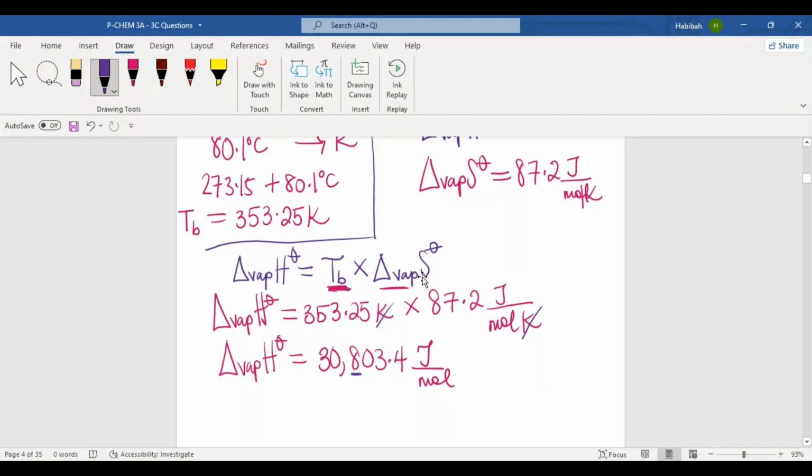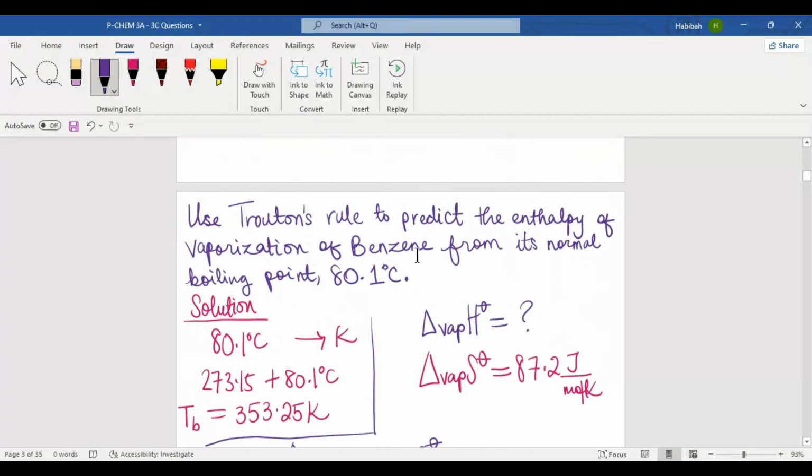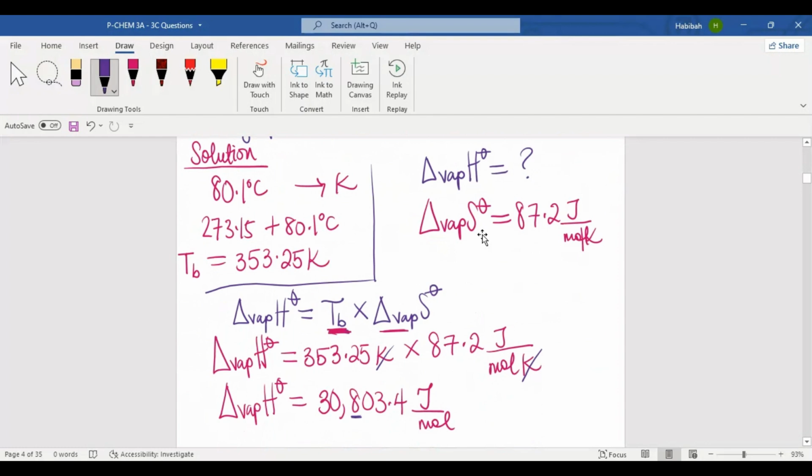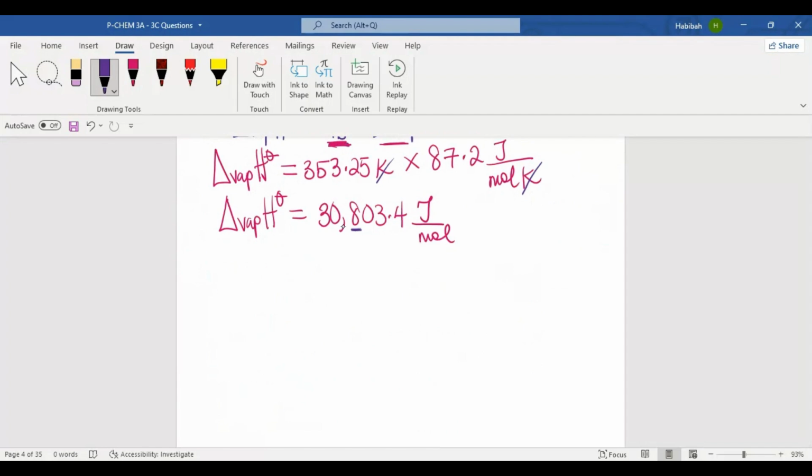Before we do that, let us remember that we're going to put our answer in the number of significant figures of the question we're given. Our normal boiling point is in 3 sig figs, and our change in entropy of vaporization for benzene is also in 3 sig figs. So we have to make sure our work is in 3 sig figs. The change in enthalpy of vaporization is now going to be 30.8 kilojoule per mole.